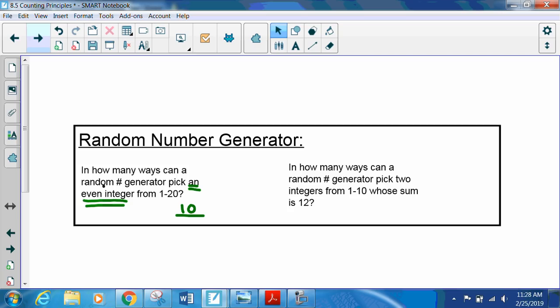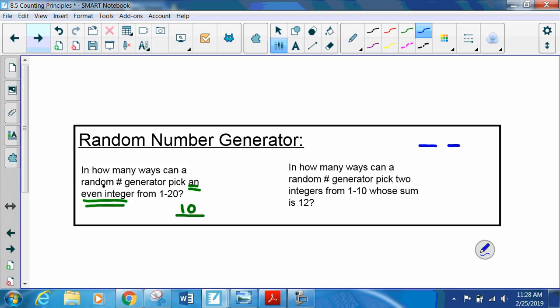Okay, and how many ways can a random number generator pick 2 integers from 1 through 10 whose sum is 12? This, once again, is just logical. We're going to write down that there are 2 picks, but it's not even a fundamental counting principle. It's really just logic. So I think about the number 1. 1 plus, oh no, I can't use 1, can I? 1 plus nothing from 1 to 10 is ever going to give me a 12. I can use a 2. 2 plus 10 is going to give me 12, right? I can use a 3, 3 plus 9, I can use a 4, 4 plus 8, right? I use a 5, 5 plus 7, I can use a 6.